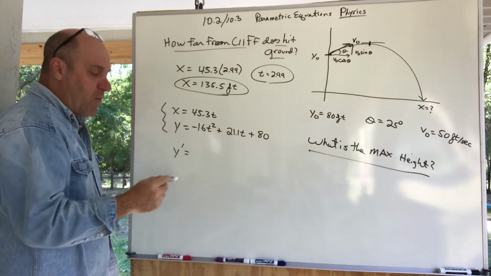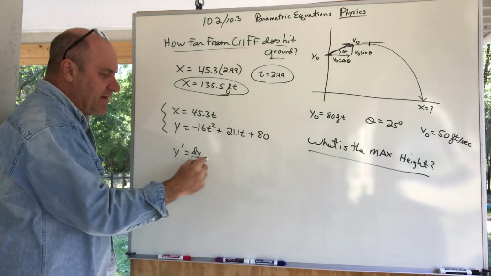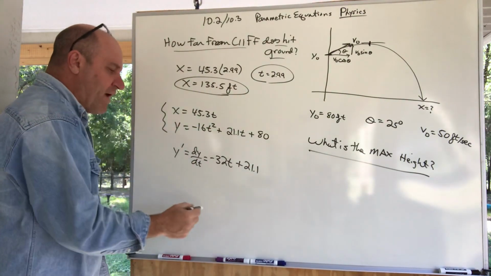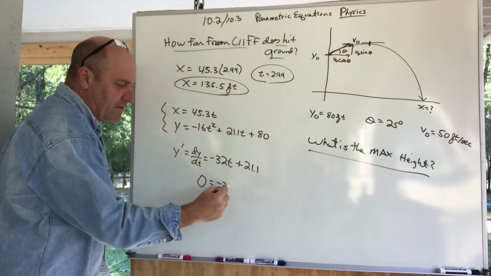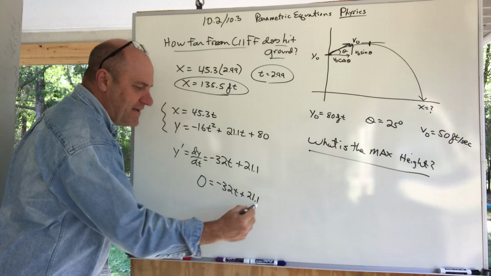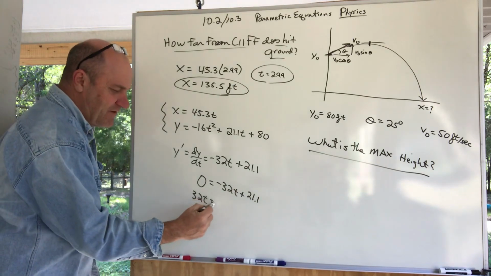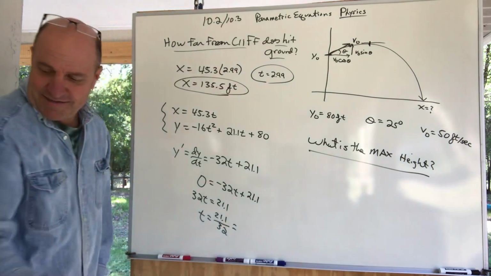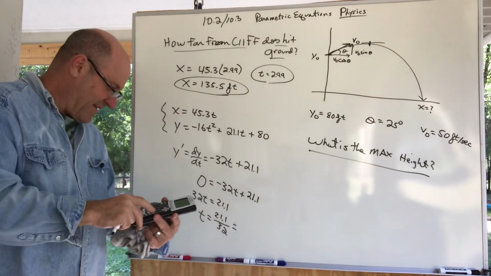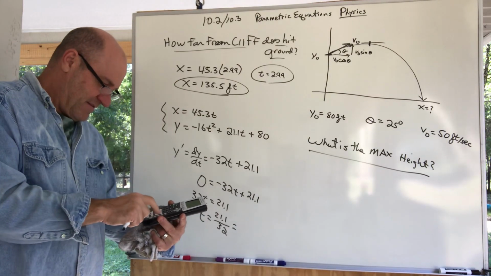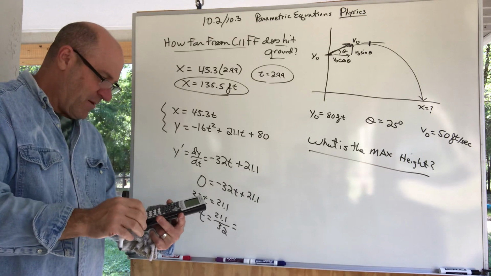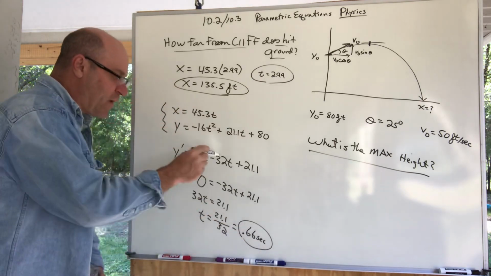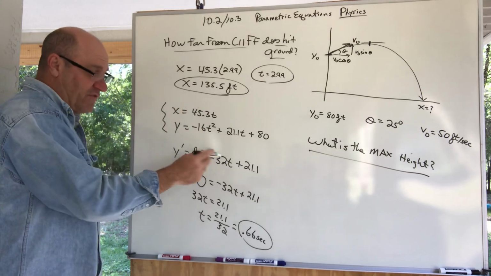What is y prime, or dy dt as we called it in the previous video? dy dt is negative 32t plus 21.1. I want to know when that is 0. Negative 32t plus 21.1. Set that equal to 0. Divide that, please. 21.1 divided by 32. The answer is... Who's my calculator person? I lost my calculator person. 21.1 divided by 32 is 0.66 seconds. Wow, that's when it reaches maximum height, because that's when the y velocity was 0. That's when the derivative was 0.